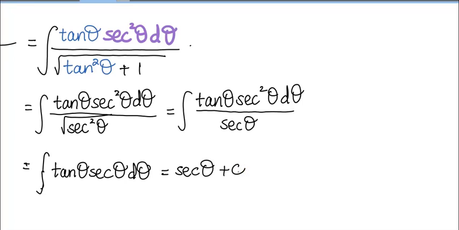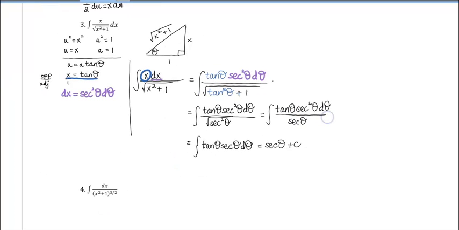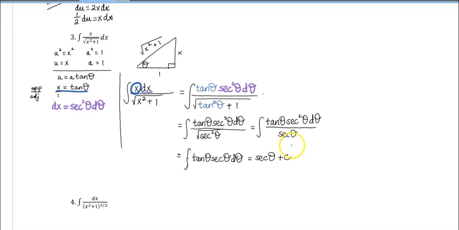We're not going to leave our answer in terms of theta. We're going to go back to the triangle and we're going to replace secant theta with its definition from trigonometry. Secant is hypotenuse over adjacent. So our final answer, the hypotenuse of this triangle is the square root of x squared plus 1. The adjacent side of this triangle is 1, so I don't need that denominator. And I will remember to add in my constant of integration plus c to get our final answer.